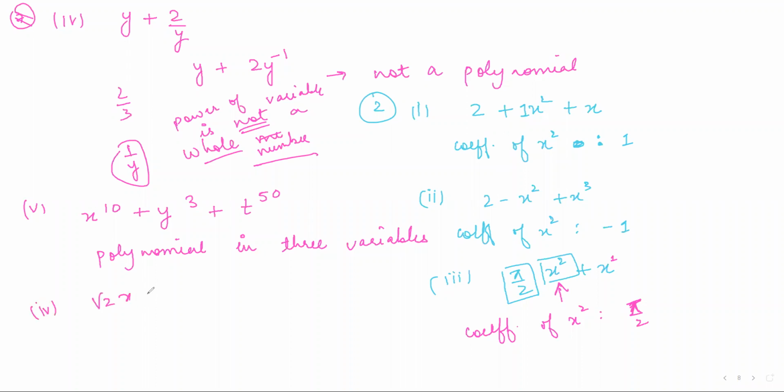Fourth, under root 2x minus 1. Now, is it a polynomial? Yes, it is, because the power of the variable is 1. That's it. So what is the coefficient of x square?